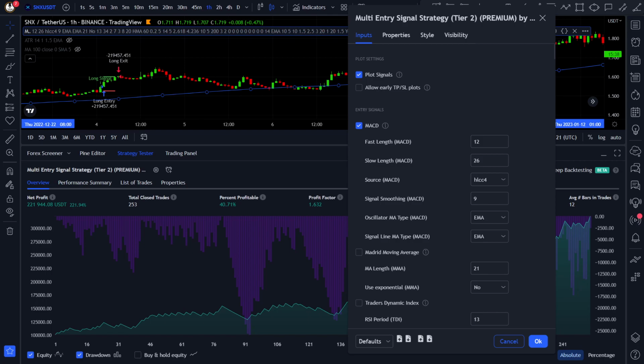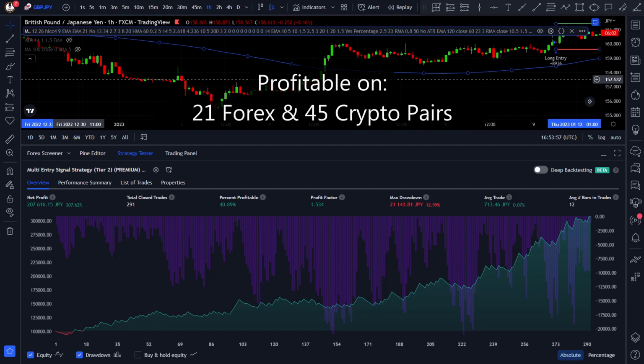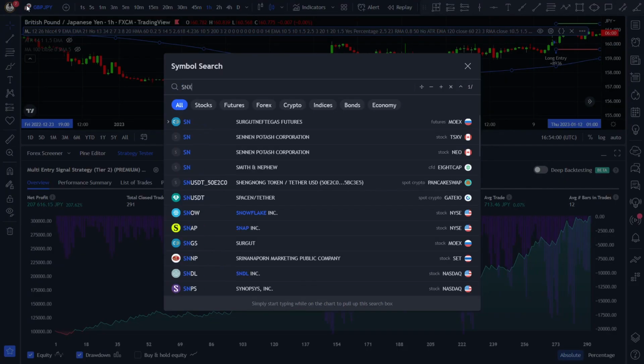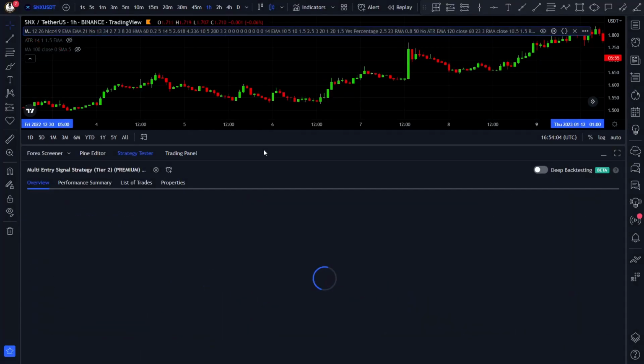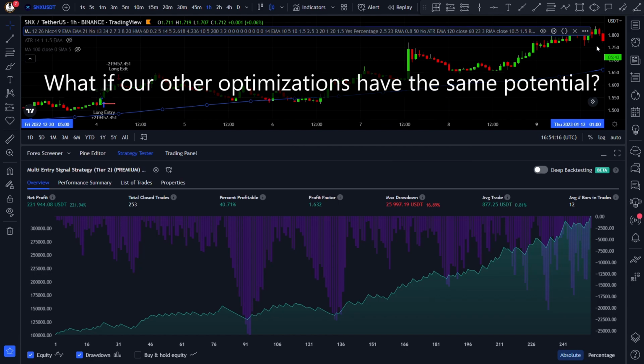But that doesn't mean that the strategy is limited to only that specific combination. For example, I recently created a strategy for GBP/JPY using ChatGPT and found that it was profitable on 21 other forex and 45 other crypto pairs. Even more surprising, this optimization that was specifically designed for GBP/JPY performed even better on another crypto pair. This discovery sparked the question in my mind: what if our other optimizations have this same potential? And is it possible that they could work even better on other assets? I had to find out.